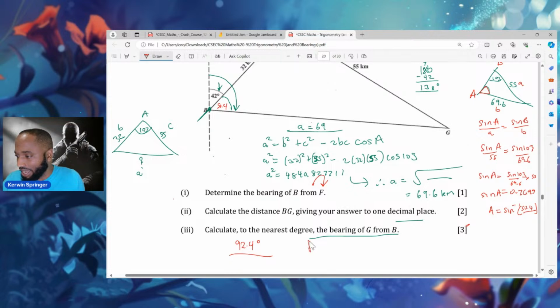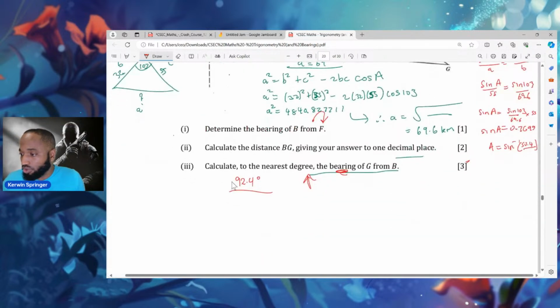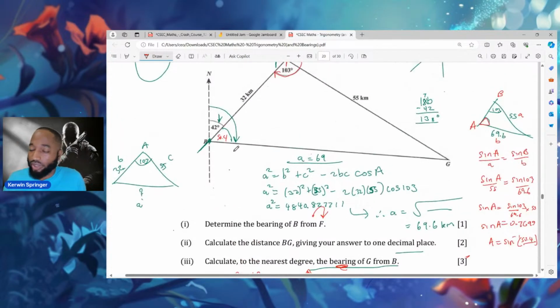Now they want it to the nearest degree and it's a bearing, so we need to write it properly. To the nearest degree, that is 92, but you need to write it as a bearing. So therefore the bearing is 092 degrees. That's how you get that.